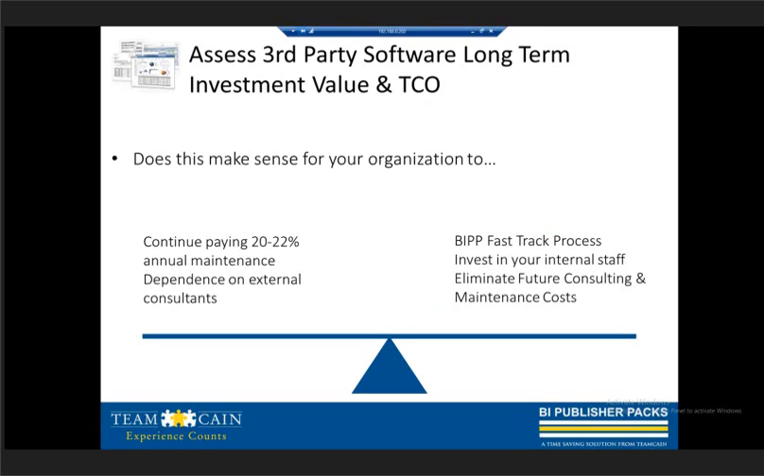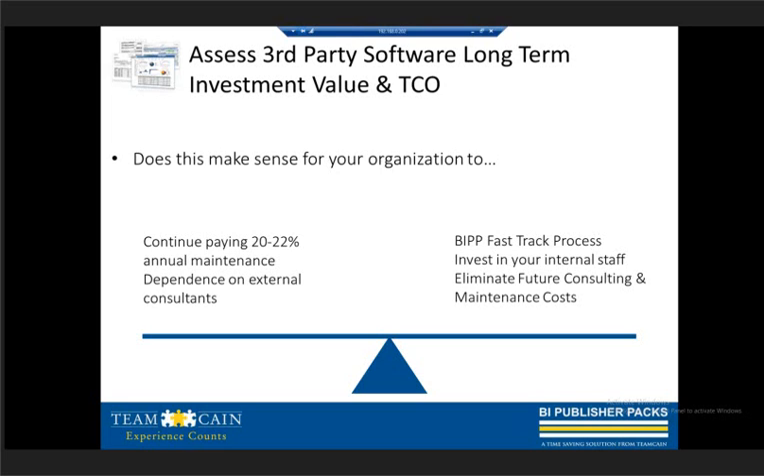So just a quick note. We touched on this a little bit earlier. A lot of people today are using third-party software that they maybe have made a long-term investment in. But when you look at the TCO, or total cost of ownership, if you're paying that 20 to 22% annual maintenance, we have seen some instances, or heard some horror stories, of companies having to wait not just weeks, but perhaps even months before developer resources are available to help with their current third-party projects.